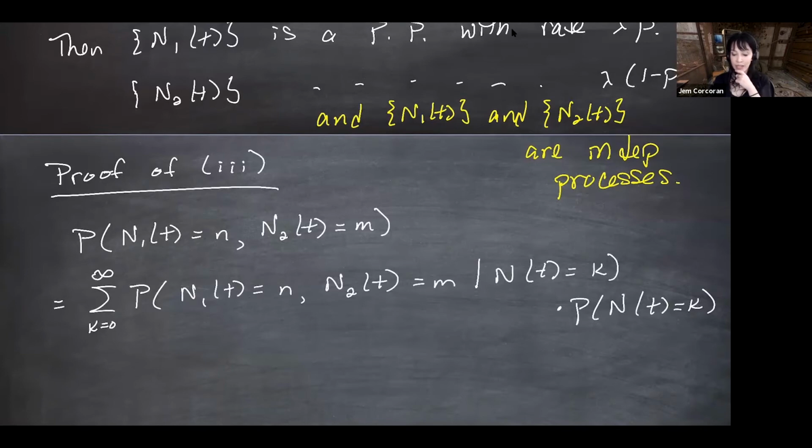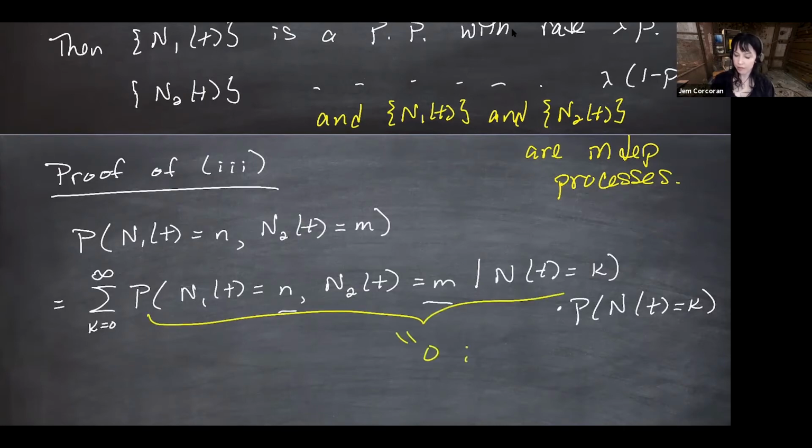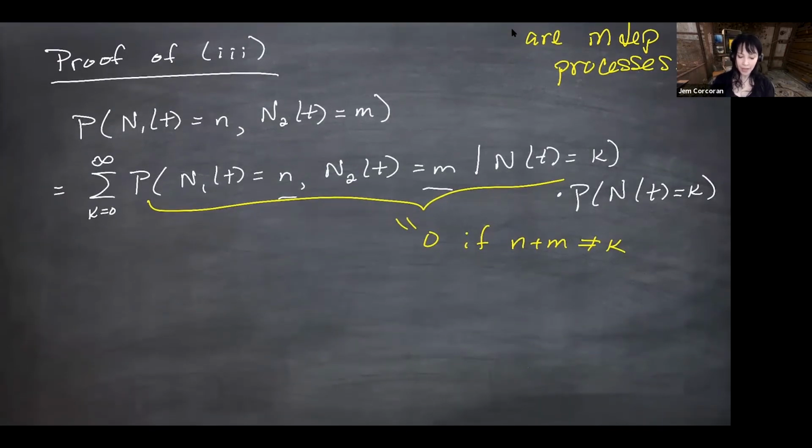But if k is 8, and the n and m don't add up to 8, then this probability is going to be 0. There's actually only one non-zero term here, and that is the term when k is n plus m. So take a second to note that. This is 0 if n plus m does not equal k. Maybe you recognized that from the beginning and never bothered to write the full sum, but I wrote the full sum. So now I'm just going to pull out the only term that survives.